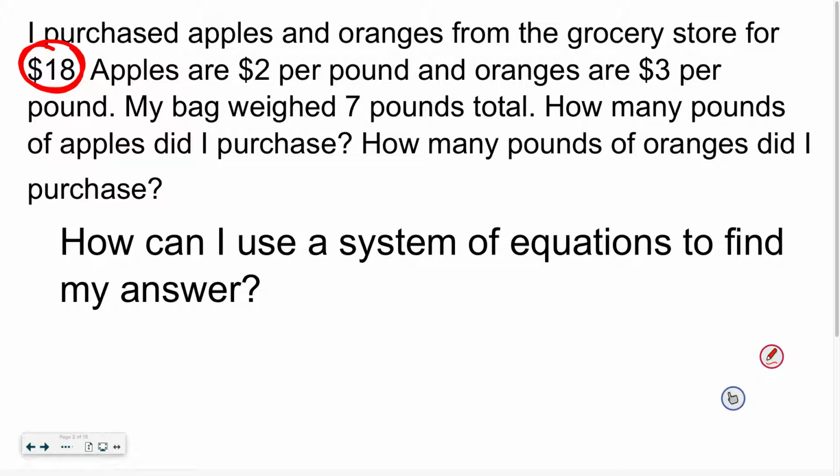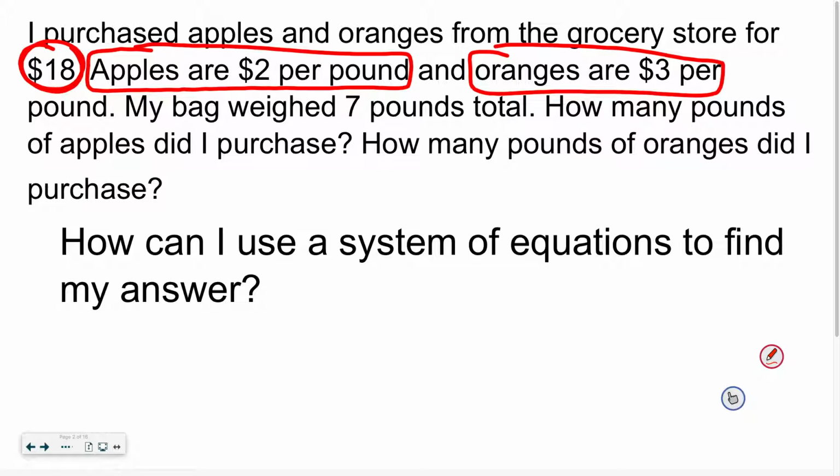Apples are $2 per pound. And oranges are $3 per pound. What else do we know? My bag weighed 7 pounds.